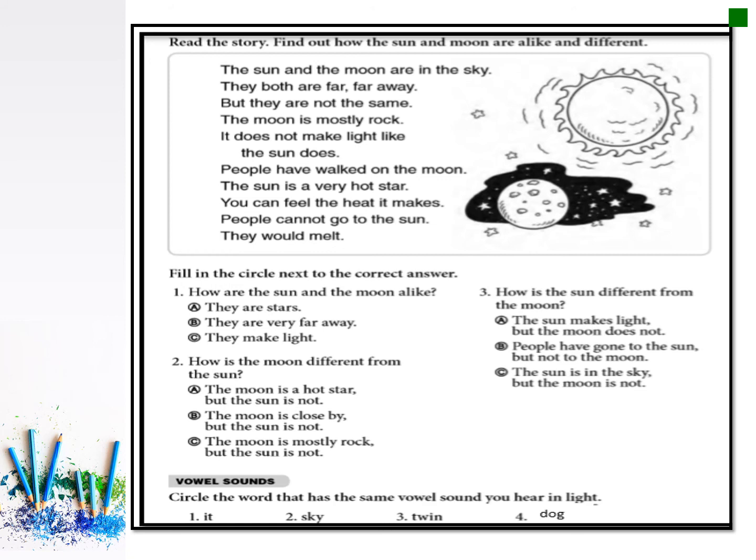Now let's read the story again and answer the questions. The sun and the moon are in the sky. They both are far, far away, but they are not the same. The moon is mostly rock. It does not make light like the sun does. People have walked on the moon. The sun is a very hot star. You can feel the heat it makes. People cannot go to the sun. They would melt. Fill in the circle next to the correct answer.